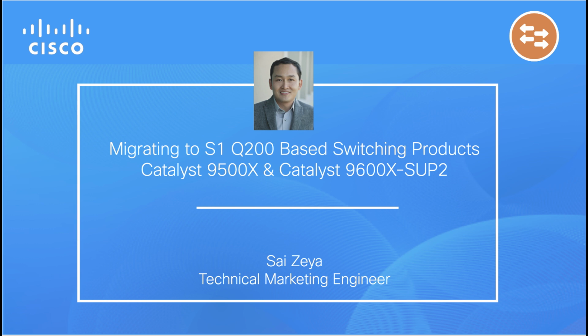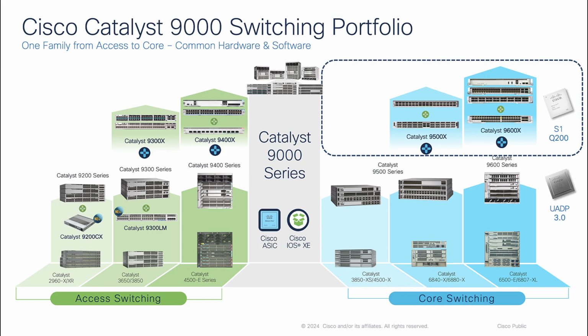Welcome to our deep dive into the migration to the Silicon One Q200 based Catalyst C9500X and C9600 switching products. Today we will explore how this migration can enhance your network performance and scalability, and what you need to consider ensuring a smooth transition. The Catalyst 9000 series is Cisco's premier switching portfolio, offering a unified hardware and software platform from access to core.